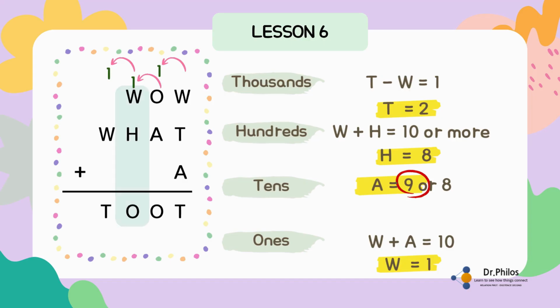Since there is a carryover from the tens place to the hundreds place, 1 plus 1 plus h is 10 or more. But 9 is already used, so h must be 8. O equals 0.